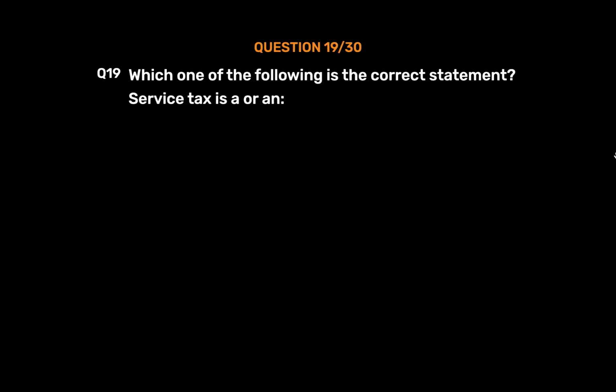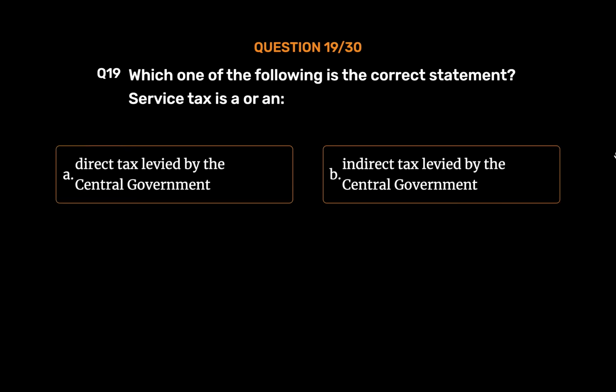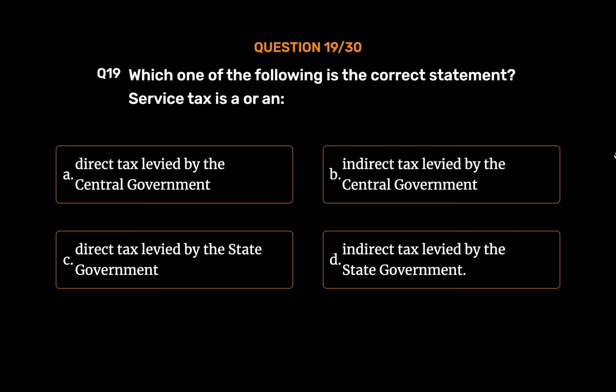Question number 19. Which one of the following is the correct statement? Service tax is: Option A. Direct tax levied by the central government. Option B. Indirect tax levied by the central government. Option C. Direct tax levied by the state government. Option D. Indirect tax levied by the state government. The correct answer is Option B. Indirect tax levied by the central government.